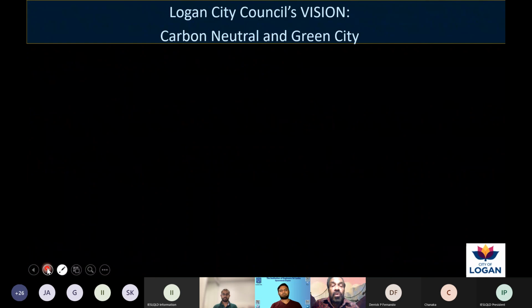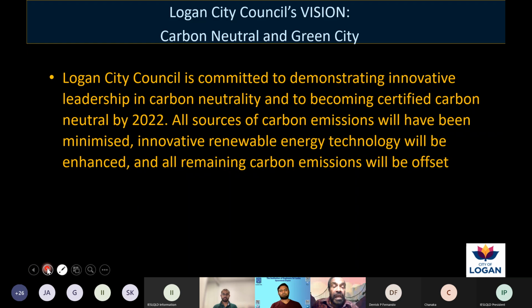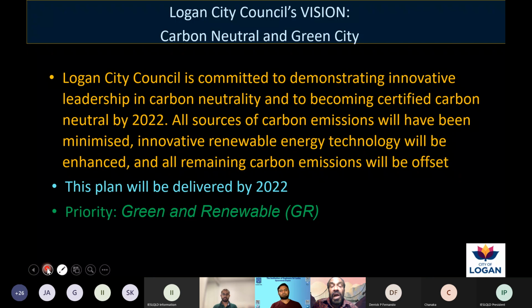So the Logan City Council's vision is actually to have a carbon zero target by 2022, meaning a carbon dioxide footprint of zero. That is our target. I have been given the task to propose a specification.